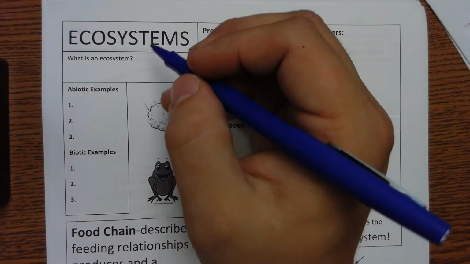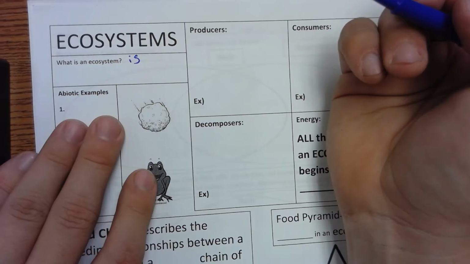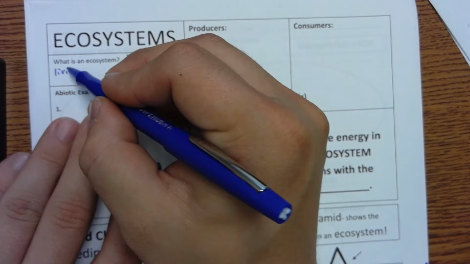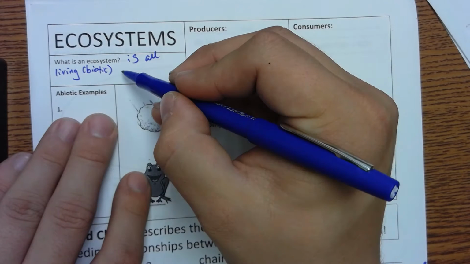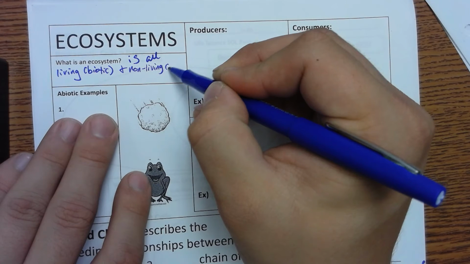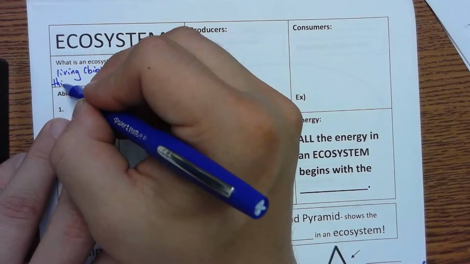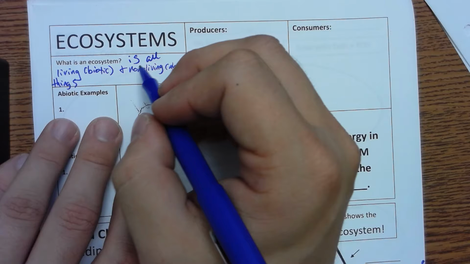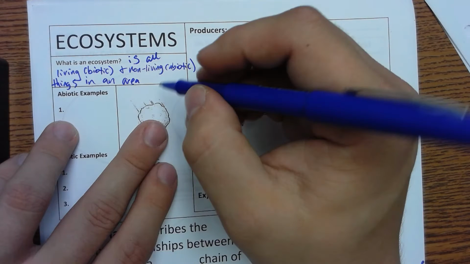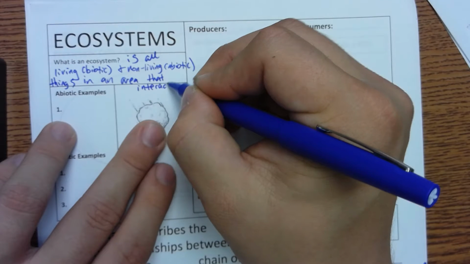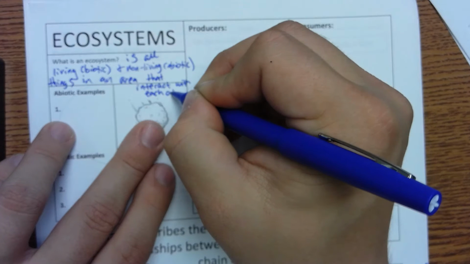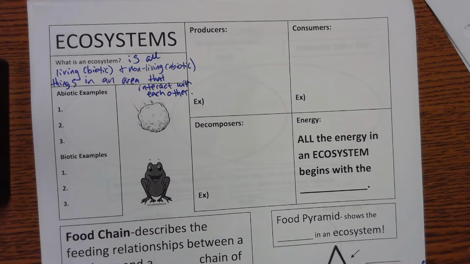Ecosystems. Okay. What is an ecosystem? An ecosystem is all living, and we call those biotic, and non-living, and we call those abiotic, things in an area that interact with each other. So a desert ecosystem can be like cactus, rocks, scorpions, snake. A marine or ocean ecosystem is like killer whale, phytoplankton, water, air. So it's all living and non-living things.